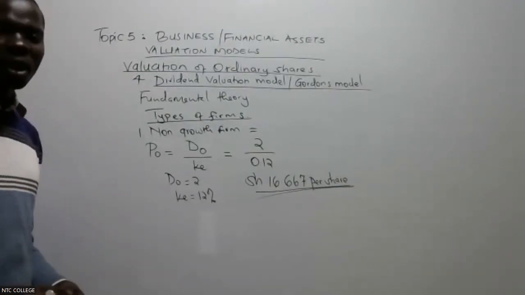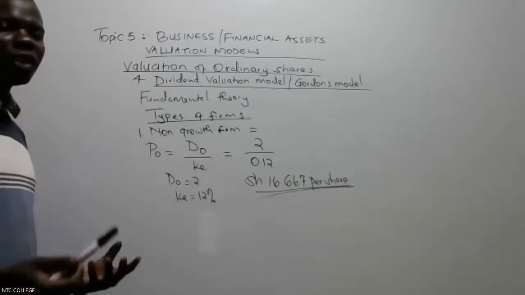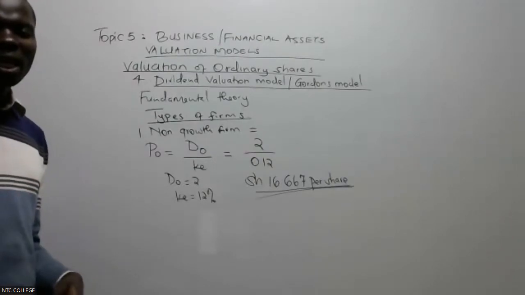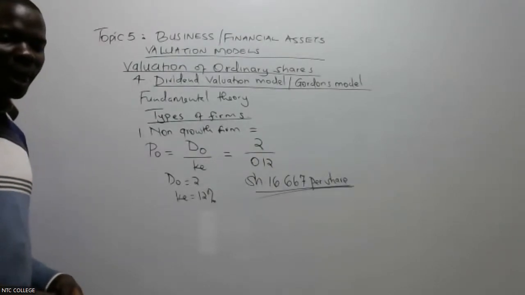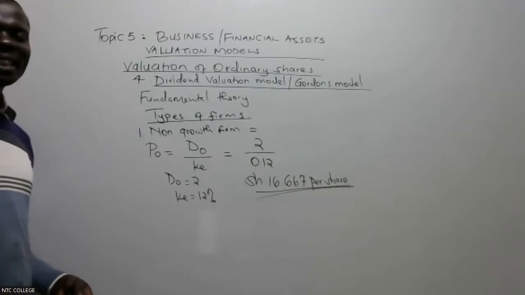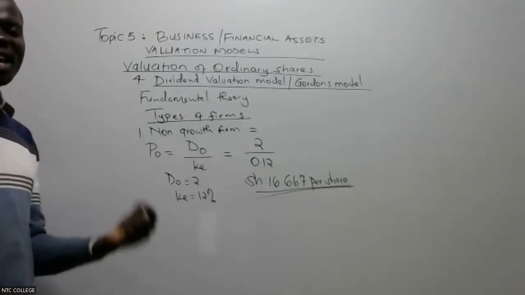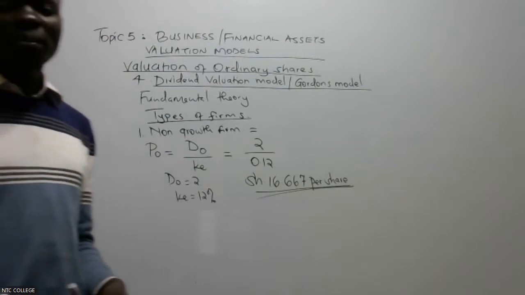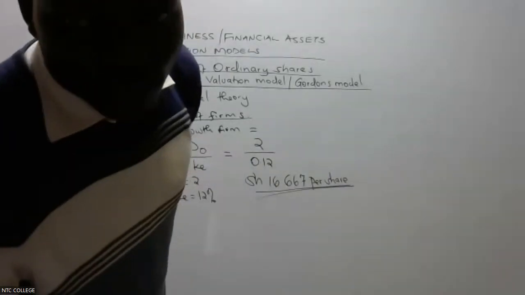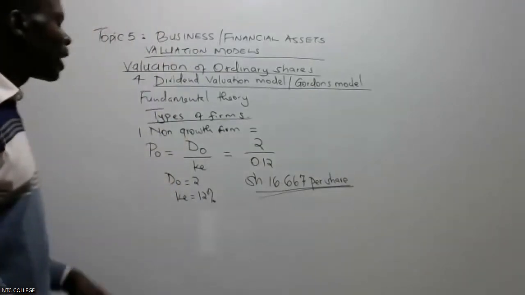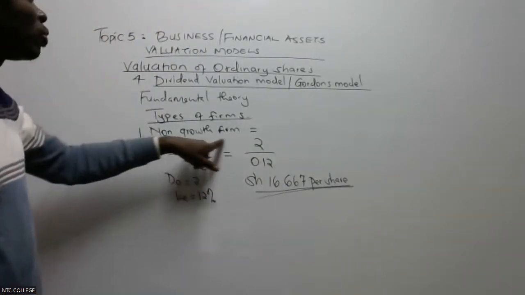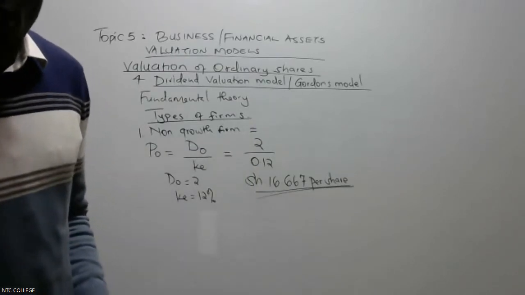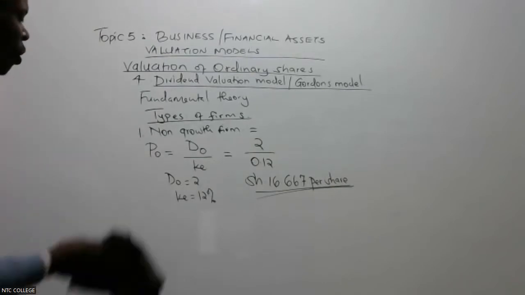It is the cost of capital, the cost of equity, the cost that we incur when we issue out the equity component. Required rate of return is the rate that we incur when we save with a certain financial institution. So they just mean the same thing. So that is how we calculate the intrinsic value when it comes to a non-growth firm. I believe that we are all at the same point.